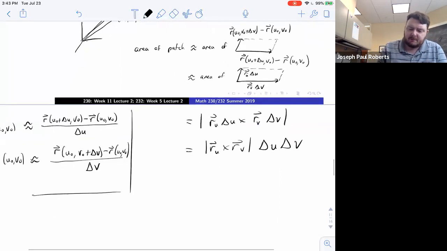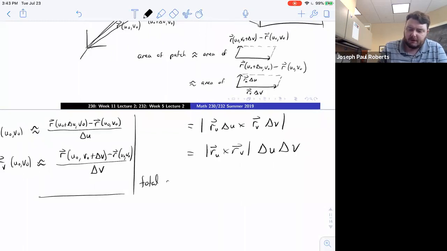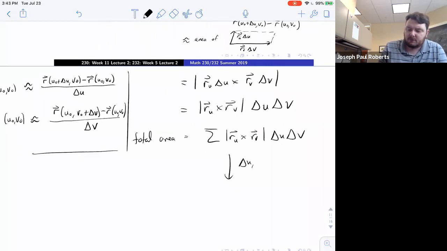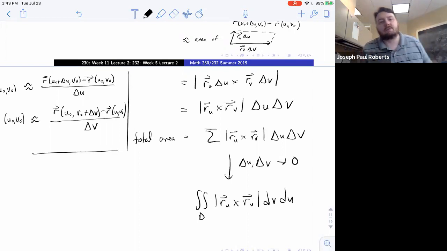And then basically that means that the total area is you sum up a bunch of these patch areas or patch area approximations. And then you take the limit as delta U, delta V go to 0, and that's where you get this double integral of the length of R_U cross R_V.